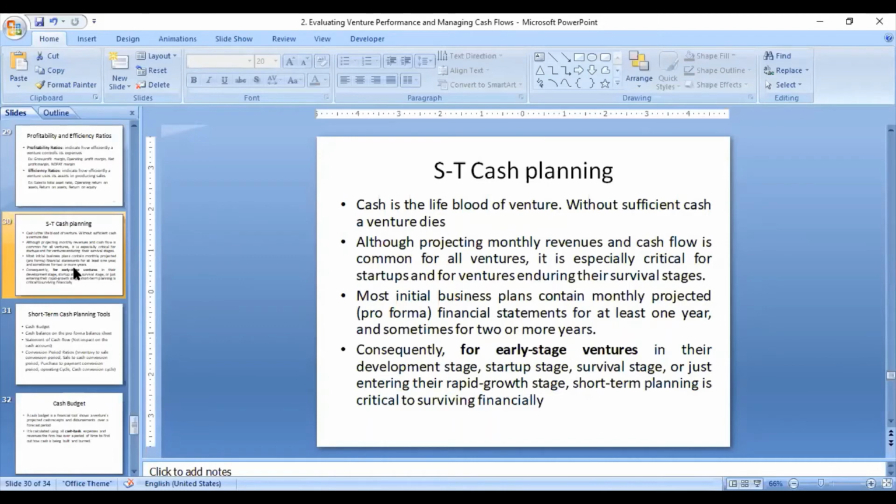So if a business is viable but without cash you can't continue the business, because at that stage raising funds from funds providers, especially from the external environment, is a bit difficult. Therefore cash management is very important at the early stages of the venture. Although projecting monthly revenues and cash flow is common for all ventures, it is especially critical for startups and for ventures enduring their survival stage, because there is no history, the future is very uncertain, assessing risk is very difficult, and information efficiency is not perfect. So therefore, planning is very difficult.